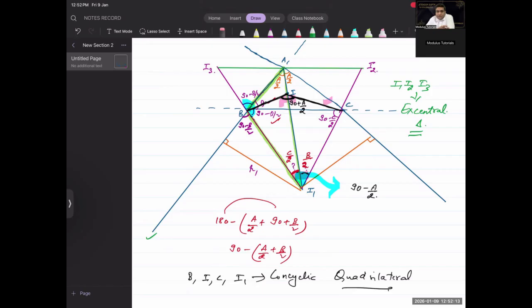Easy whatsoever. Now, my next arguments will be in B, I, C, I1. This is where I'll be arguing further. So, just to tell you, what am I up to? See, I would like to figure out what is I I1, right? I would like to find out what is the distance of incentre from excentre. I would also like to find out what is the distance of A from I. All these things, guys, I need to find out. Are you getting my point? So let's see.